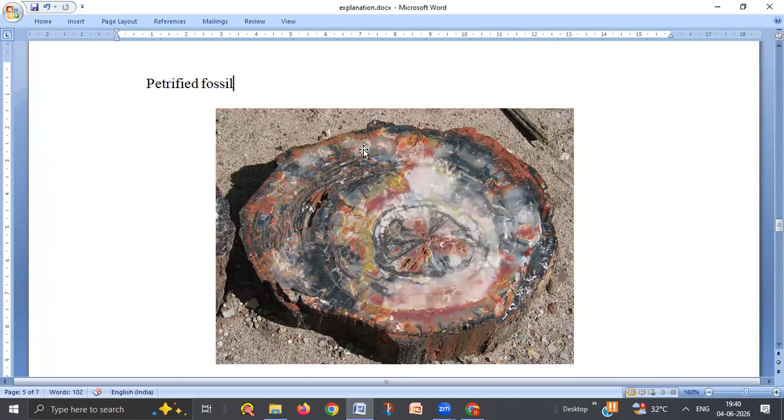Once upon a time, it was a tree. Here, the living tissue of the tree is replaced by mineral matter. In that form, it is preserved. All the organic plant matter is replaced by mineral matter like silica. So this is called petrified or petrification. It can be preserved for a long time. So this is very important.